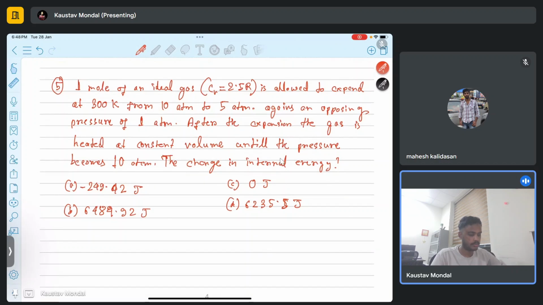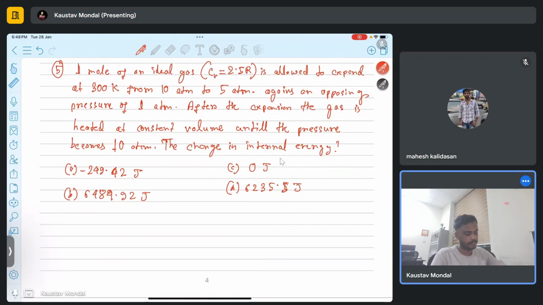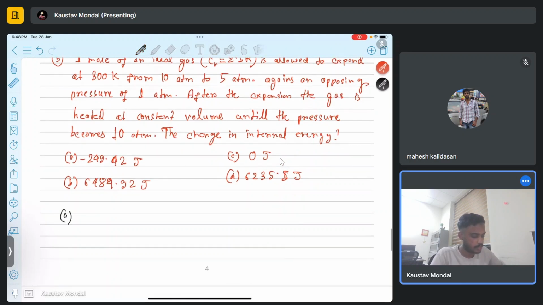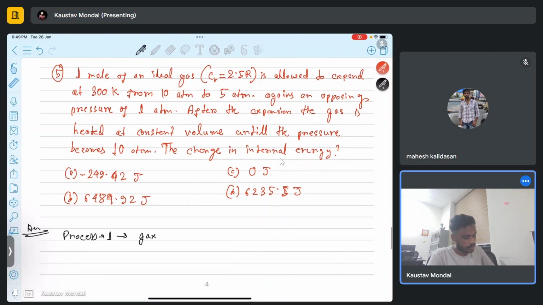1 mole of hydrogen is allowed to expand from 300 Kelvin from 10 atm, the opposite pressure wanted after the expansion of the gas. So there are two processes happening here, right? So first process is like process one. The gas expands. During the expansion the temperature remains constant but the pressure is changing, so that means volume is also changing.